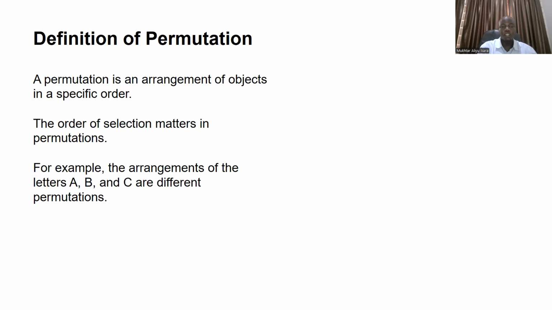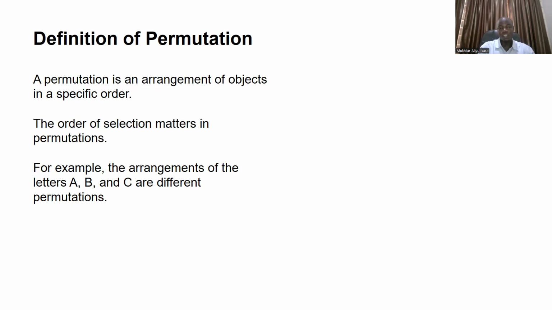Now, for example, let's say the arrangement of letters. You have a set where you have letters A, B, and C. These letters A, B, and C can have different permutations.